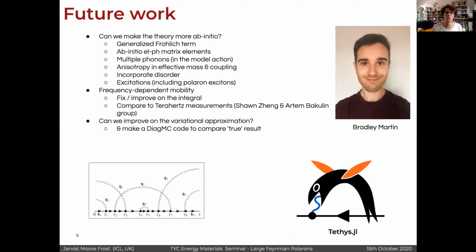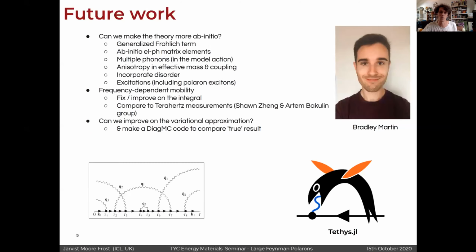So finally, just future work. I should mention Bradley Martin, who just started his PhD with me at Imperial about a week and a half ago. And there's a lot to do, basically. These variational polaron theories appear to have been very little worked on since the 1960s. And one of the nice things that we have today, of course, is modern computers. So it's a very good opportunity to go back and start adding in a lot of different things, such as making them more material specific, putting ab initio electron phonon matrix elements in, considering multiple phonons, multiple electron bands, and incorporating disorder and excitations.